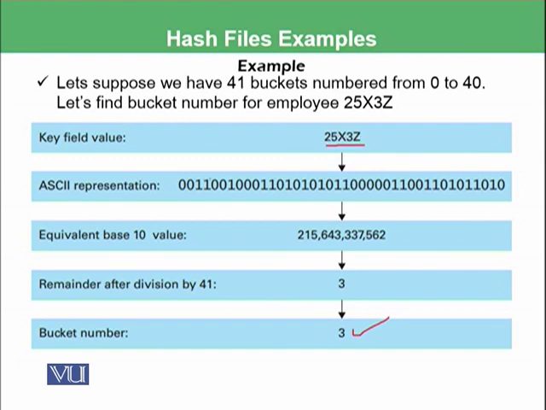So we should have 8 bits for each: 1, 2, 3, 4, 5, 6, 7, 8. Until here, this is the storage of 2. Then the next 8 bits are the storage of 5, the next 8 for X, then 3 and Z. So these are 40 bits.